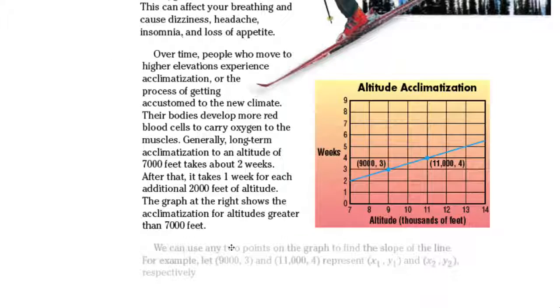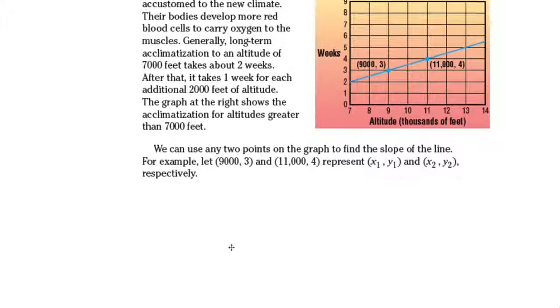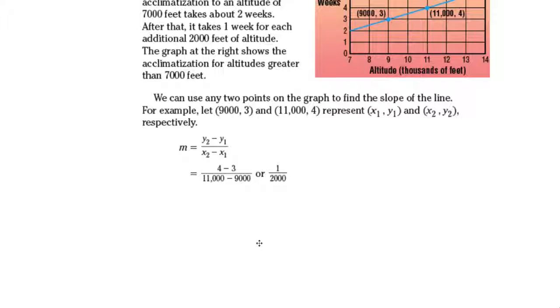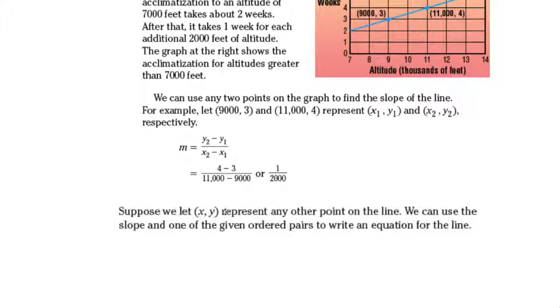Okay, so we can use any 2 points on the graph to find the slope of a line. For example, we'll use (9,003) and (11,004) to represent x sub 1, y sub 1, and x sub 2, y sub 2, respectively. We use the slope formula and substitute the values of y sub 2, y sub 1, and x sub 2, x sub 1. We end up with a slope of 1 over 2,000.